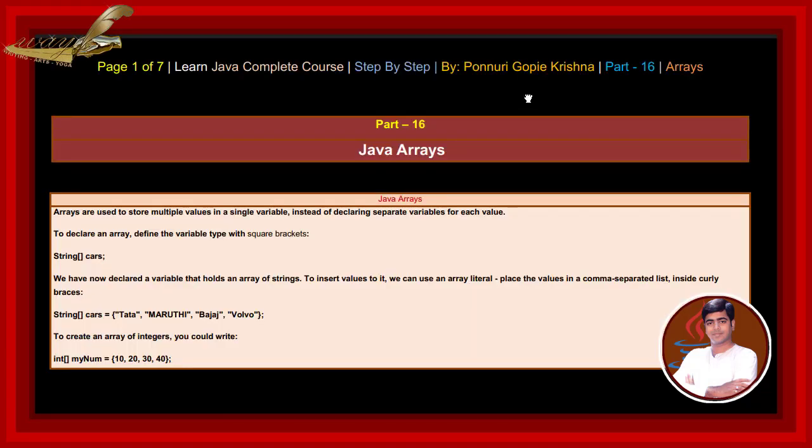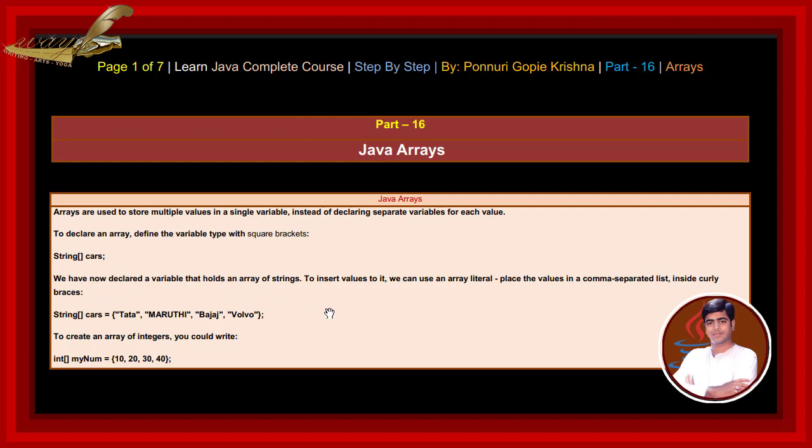In this session, let us learn about Java arrays. Arrays are used to store multiple values in a single variable instead of declaring separate variables for each value. To declare an array, define the variable type with square brackets. String[] cars. We have now declared a variable that holds an array of strings.